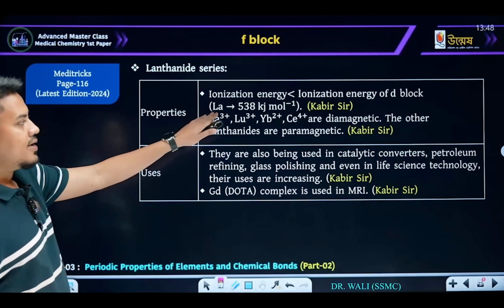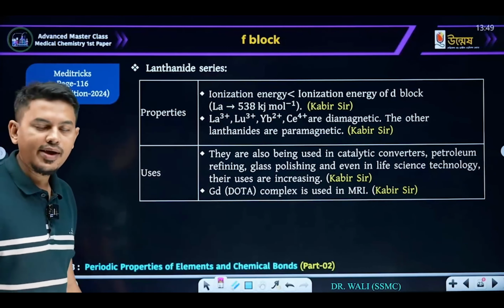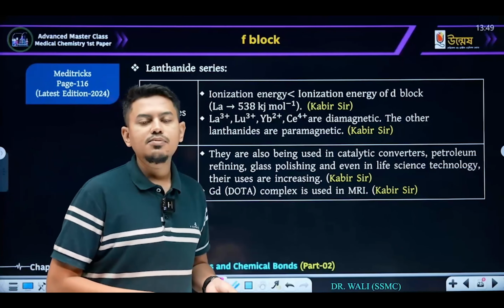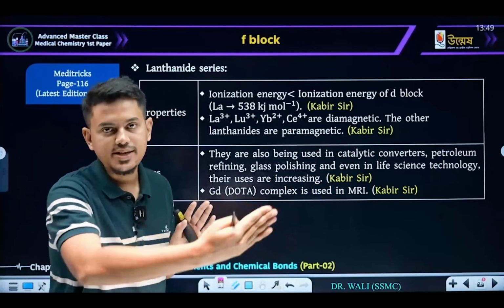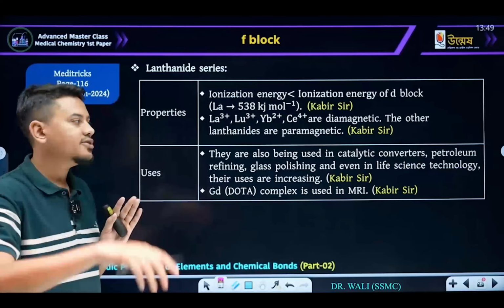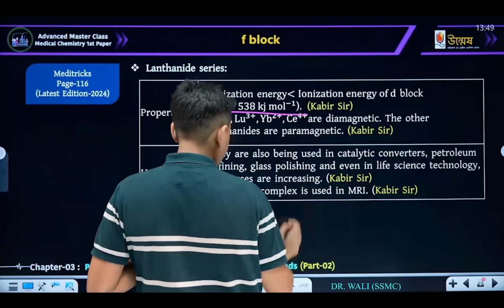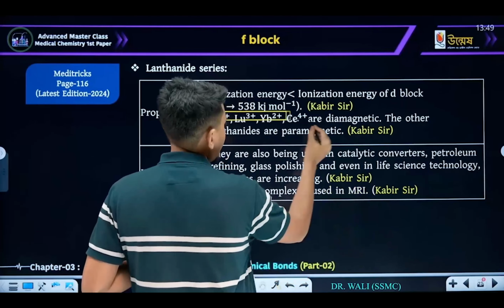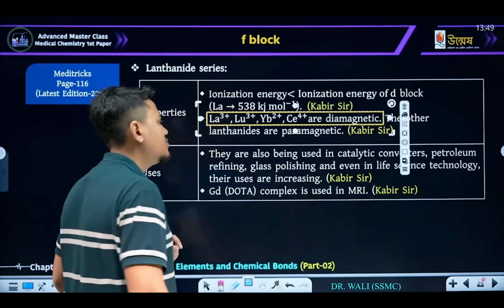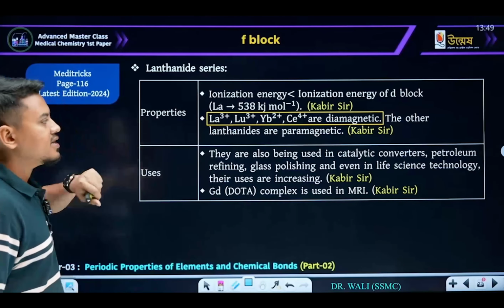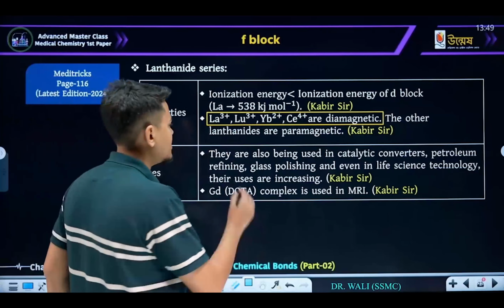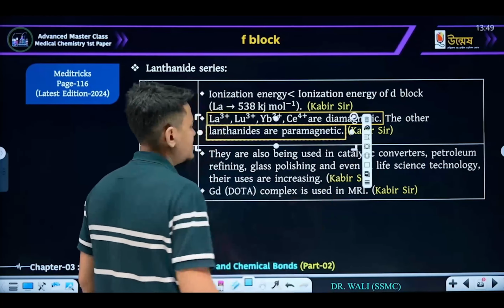Regarding lanthanide series properties, you should know that the ionization energy is lower than the ionization energy of D block. Why? Because they are located in group 3, and D block has group 3 to group 12 elements. So we have to go right to find the D block elements, where the ionization energy will certainly increase. There is some important information regarding the diamagnetic elements. These are diamagnetic, you can remember those, and the other lanthanides are paramagnetic. Such information may come up in our admission test.